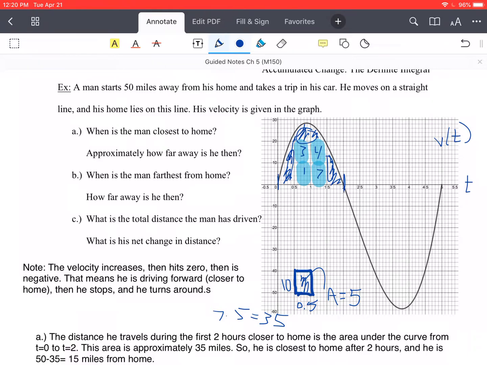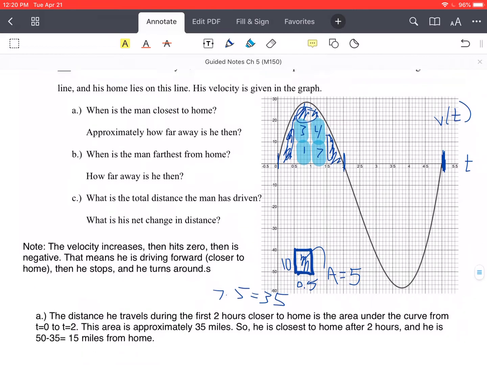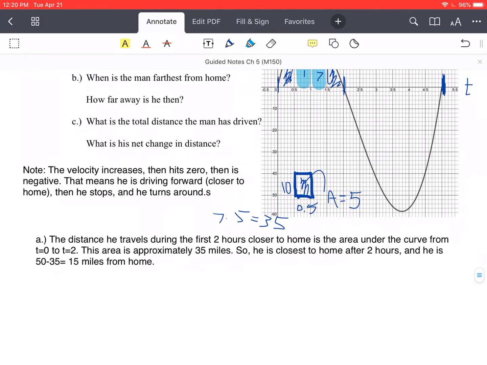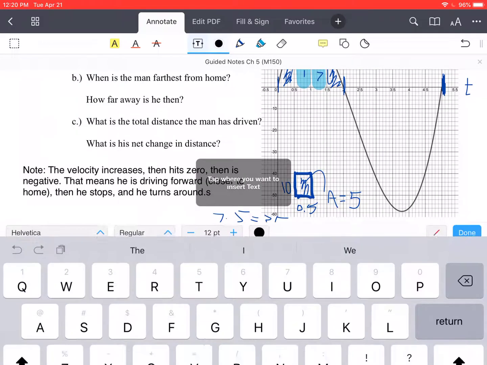So from 2 to 5 here, whatever the units are on this, hours, minutes, whatever it may be, he is driving further and further away from home. So it looks like he's going to be furthest away towards the end here. So let's look at this. Okay, so here we go.